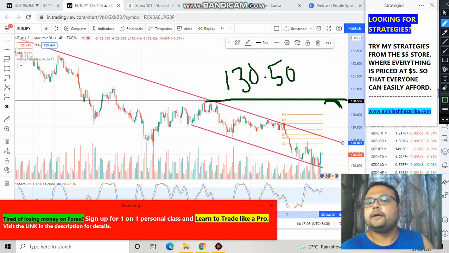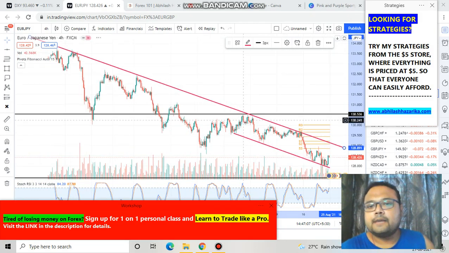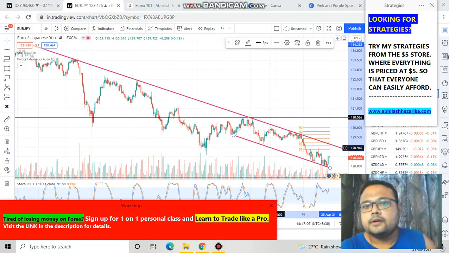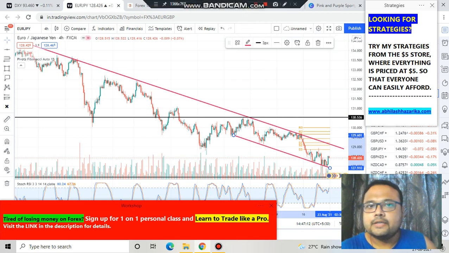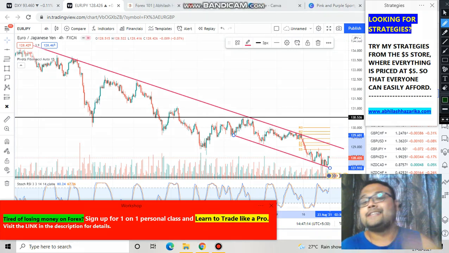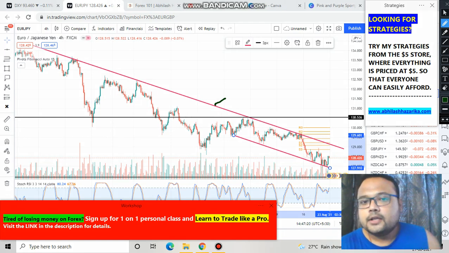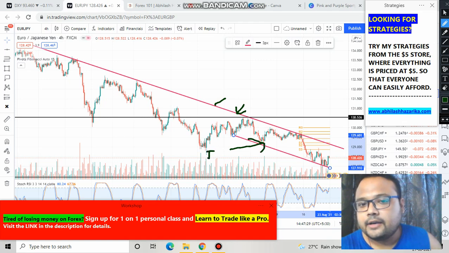Clear? Now let's discuss the third line. So we have two resistances, one in the form of a trend line and one in the form of a static resistance, the horizontal line. We also have a dynamic support as well. Just like this dynamic resistance, we have a dynamic support, this trend line DS.